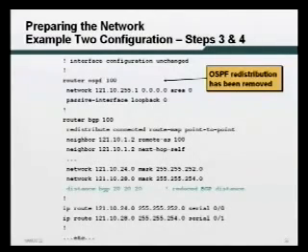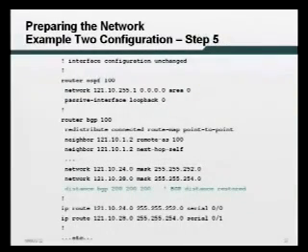So IBGP distance 20 means that prefixes in IBGP take priority over prefixes in OSPF. And then finally step 5, the only change here is the distance. We push it back to 200 again. We always want the BGP distance to be greater than the IGP distance.